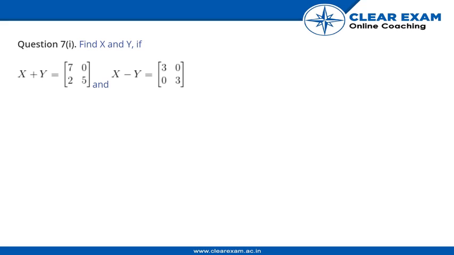Good evening, guys. Welcome back for another question from matrices, and let us see what we have today as our question. So we are given two matrices, x plus y and x minus y, and these two matrices are themselves made from the combination of x and y by performing some operations on both the matrices x and y.